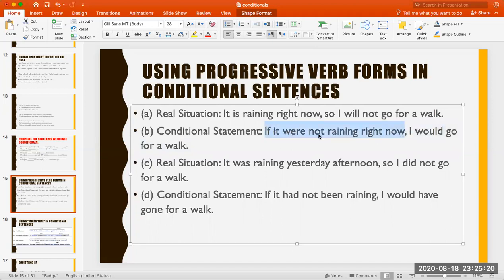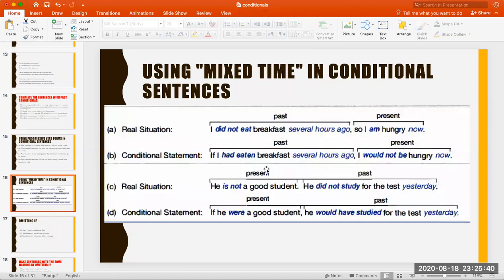So this is were not raining. This is progressive continuous. I would go for a walk. Real situation, it was raining yesterday, so past already. So if it hadn't been raining, you use the past perfect continuous. I would have gone for a walk. Not common, but can be used all the time.